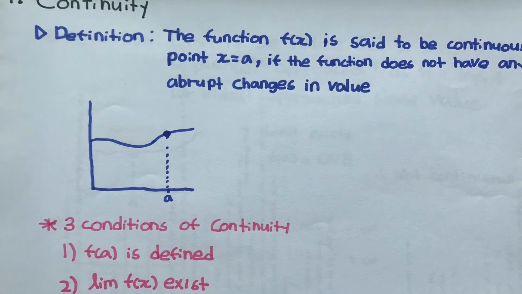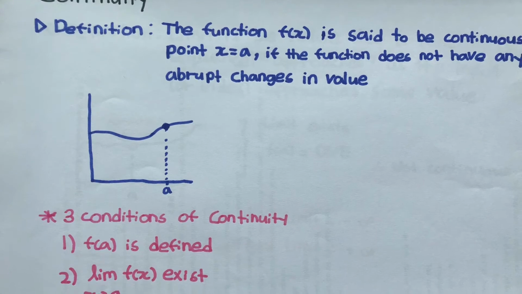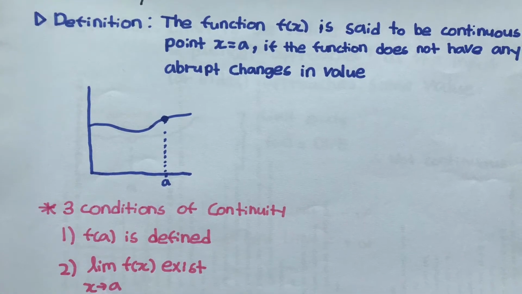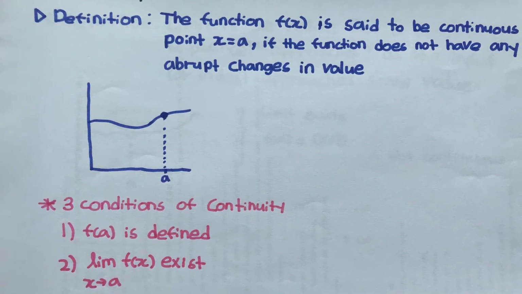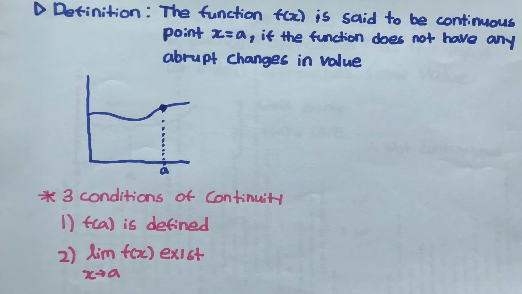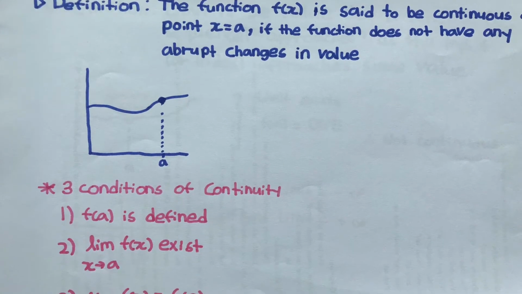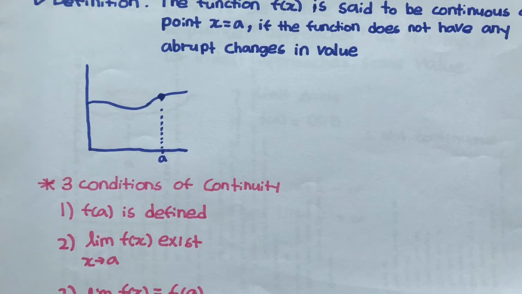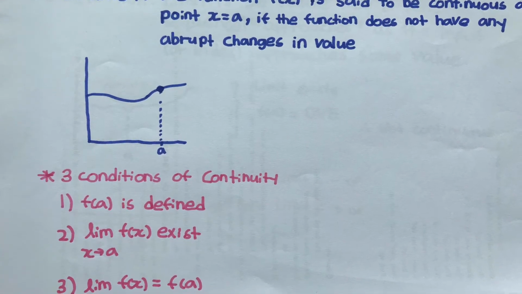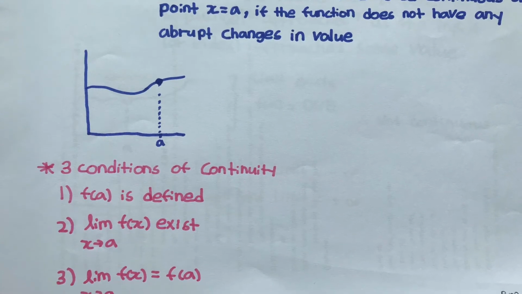To define continuity, the graph must satisfy three conditions. First condition is that f(a) should be defined. This means that there must be a certain y value at point a. Second is the existence of the limit value. This means that there must be an approaching value of y as x approaches a in both positive and negative directions. Third, the existing limit value and the actual value must be equal.